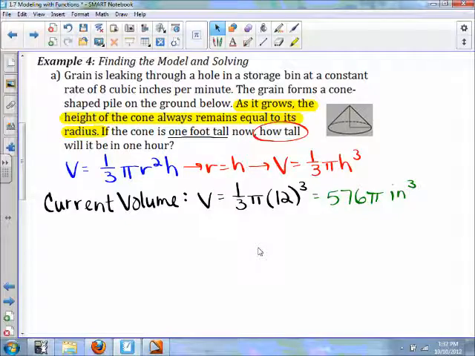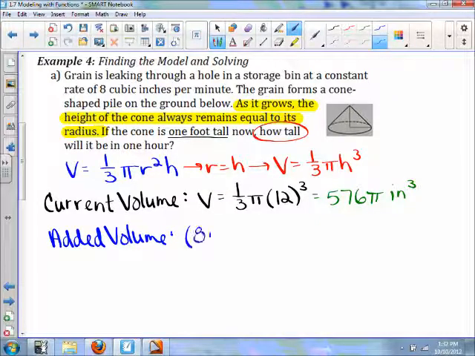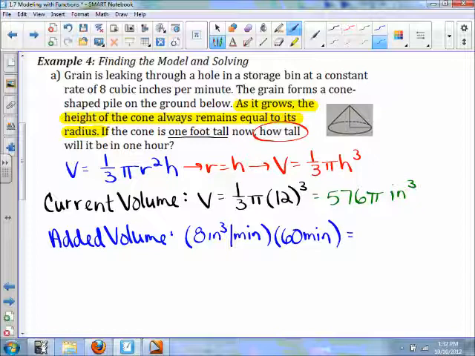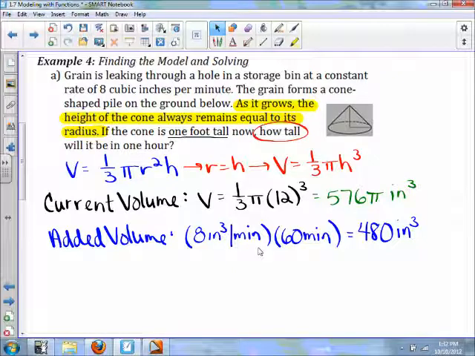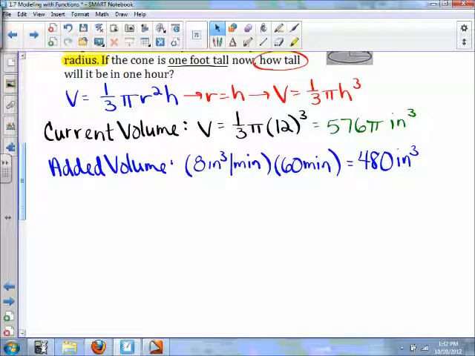Now, we need to know how much is added. So this is going to be added volume over an hour. Well, it's adding 8 cubic inches per minute for 1 hour, which is 60 minutes. That'll be 480 cubic inches. So now what we're going to have to do, we're going to have to find the volume in 1 hour.